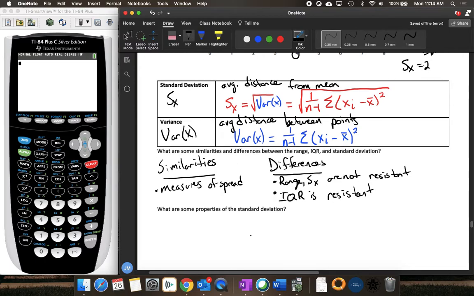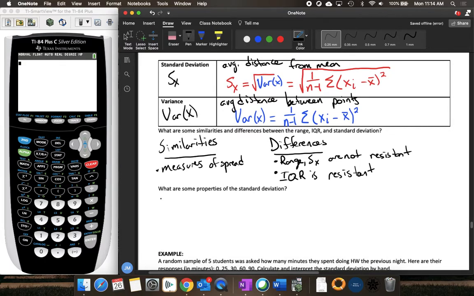So what are some properties of standard deviation? Well, first off, it's always going to be a positive number. The reason for that is, remember, the definition says it was the average distance from the mean. So whenever we think distances, we always think about those as being positive numbers.